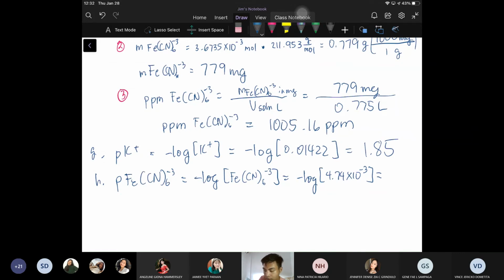So, that will be 2.32. Okay? So, yan, we're done. Tapos na. Nice, thank you, Lord. So, we're done with our worksheet na. So, ganun lang. Ano yung mga technique na shinare ko sa inyo today?